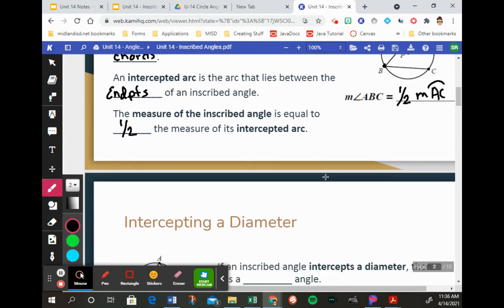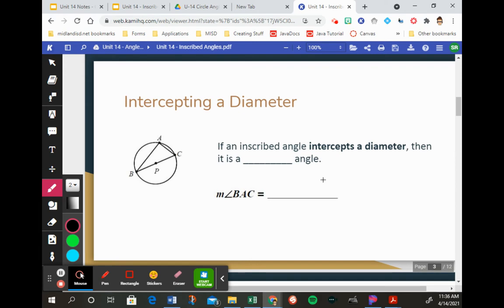So let's look at some things. Intercepting a diameter. If an inscribed angle intercepts a diameter, then it is a right angle. So the measure of angle BAC, this angle right here, is equal to 90 degrees. Okay, so we have just a regular angle, and then we have one that intersects a diameter.